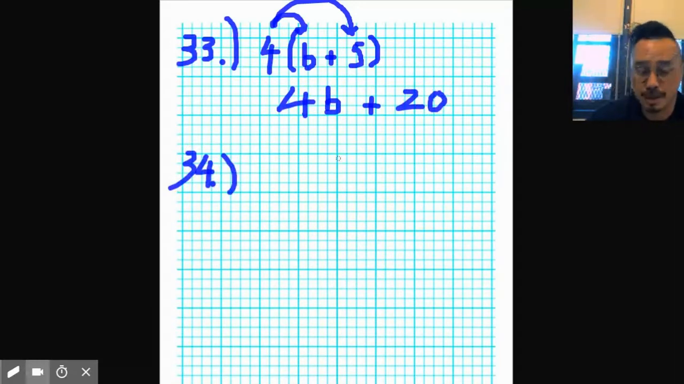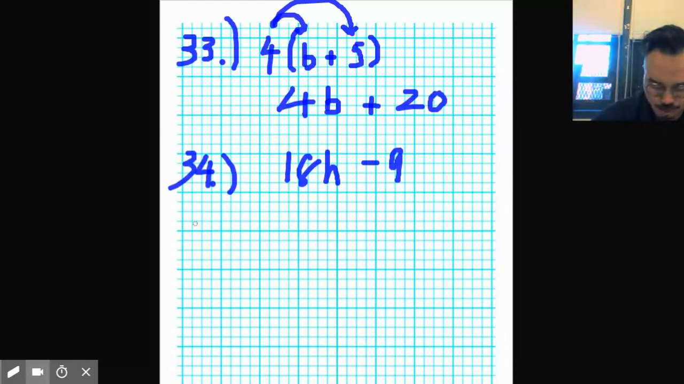34. I'm just going to say it, and then we'll do a couple of the more difficult ones. That's 18H minus 9. 35 is negative 6T minus 18. 36 is positive 21n minus 14.